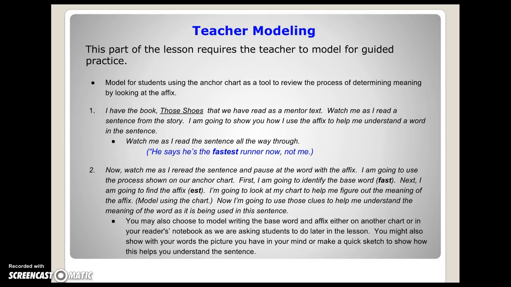As a teacher, you may also choose to model writing the base word and affix either on another chart or in your own reader's notebook, as we are going to be asking students to do later in this lesson. You might also show with your words the pictures that you have in your mind, or make a quick sketch to show how this helps you understand the sentence.